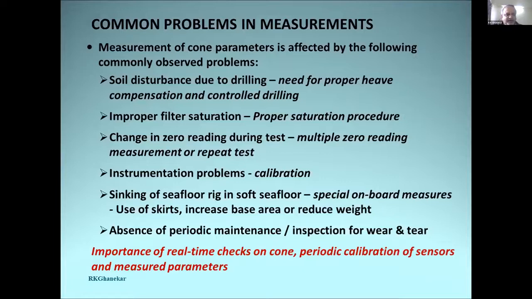That does not allow the surface soils to be properly characterized, which is very important for submarine pipelines. So there are some special onboard measures which are needed, like use of skirts for the seabed frame, or increased base area, or reduced weight. Many times, periodic maintenance or inspection for wear and tear are also neglected.